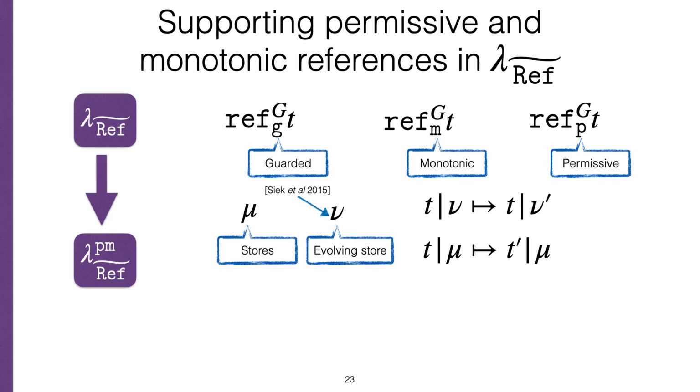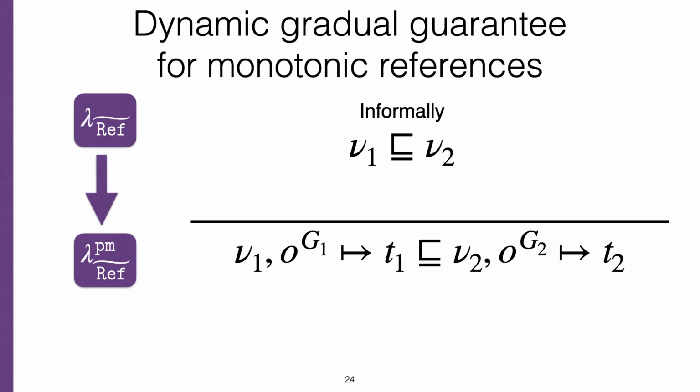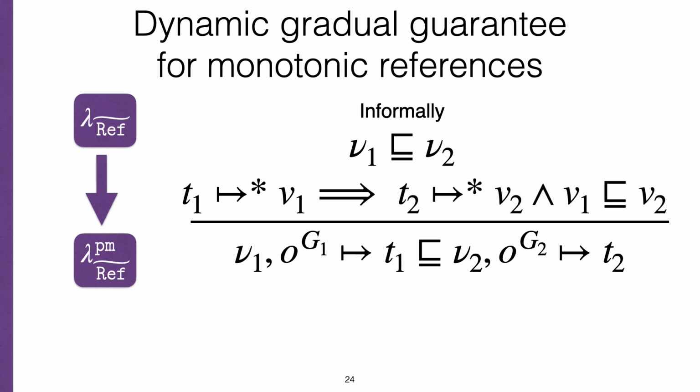For this extension, we present the first proof of the dynamic gradual guarantee for monotonic references. The result is not trivial, as it requires careful consideration of updates in the stores. For instance, and informally, the definition of precision between evolving stores is involved. We say that a reference and its content is more imprecise than another if, when the less imprecise term reduces to some value v1, then the more imprecise term reduces to a more imprecise value.